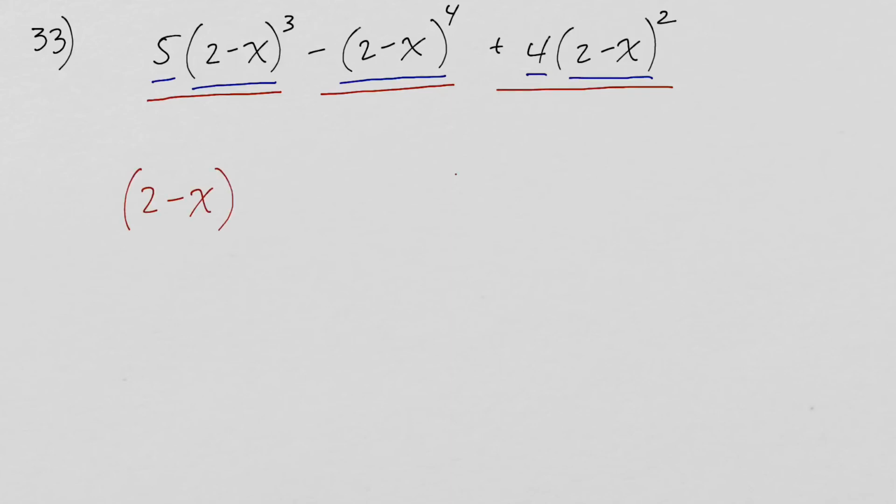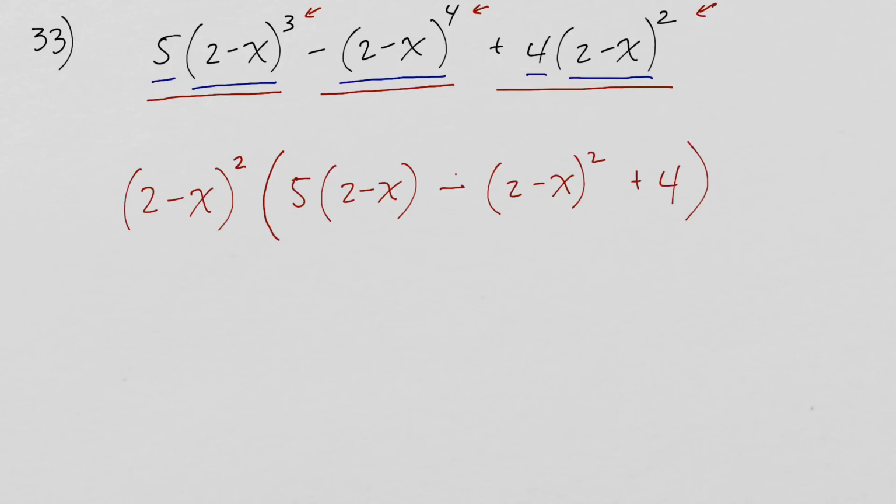Now, this has a power of 3, this has a power of 4, this has a power of 2. My smallest of those is a power of 2, so I can take out as much as a power of 2. And what that leaves behind is a 5 and a 2 minus x from the first term, minus a 2 minus x squared from the second one, plus 4 from the third one.